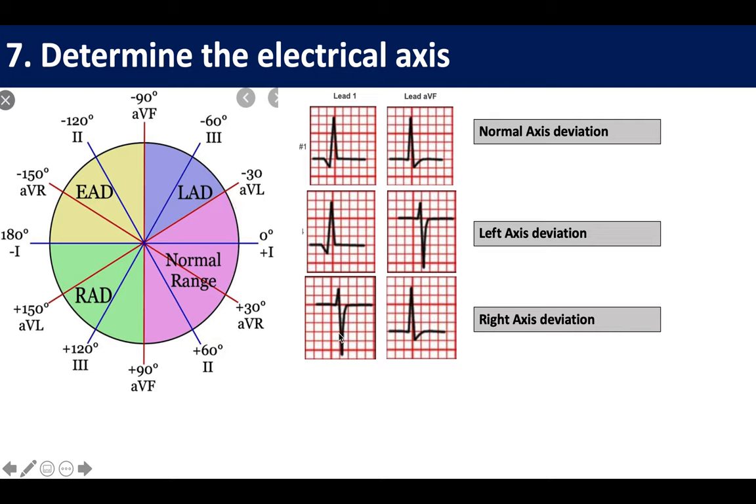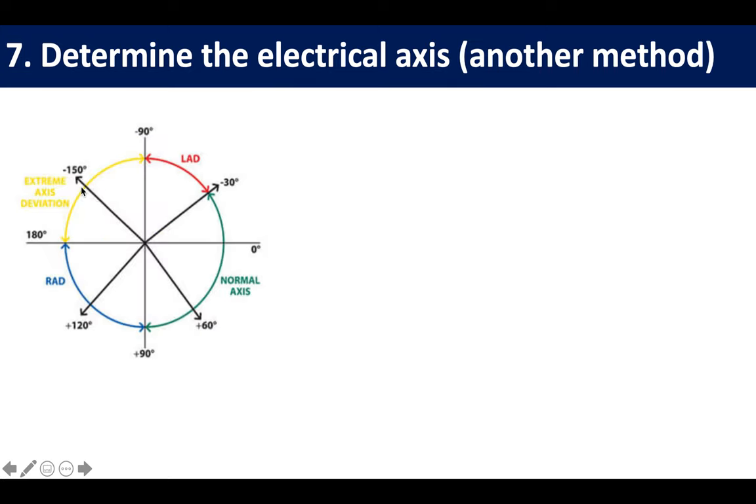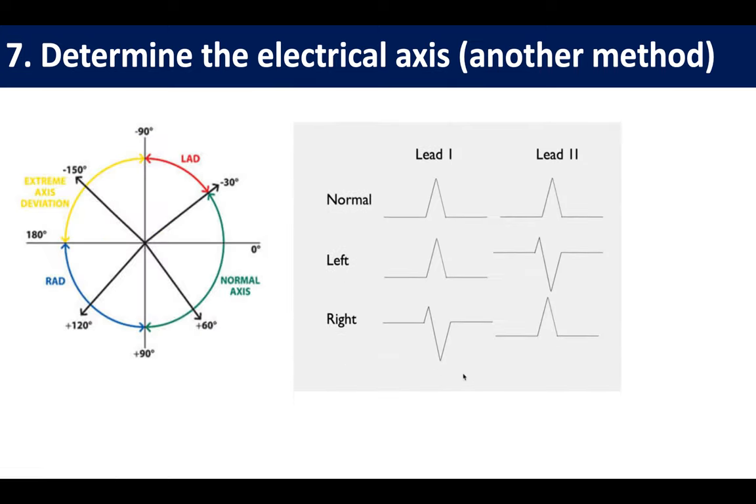In right axis deviation, lead 1 is negative, in this direction, and your lead aVF is in the positive direction, so it lies on the right. If you think about it carefully, you can figure it out. Now, if both lead 1 and aVF are negative, that means they lie in the proportion known as the intermediate axis.